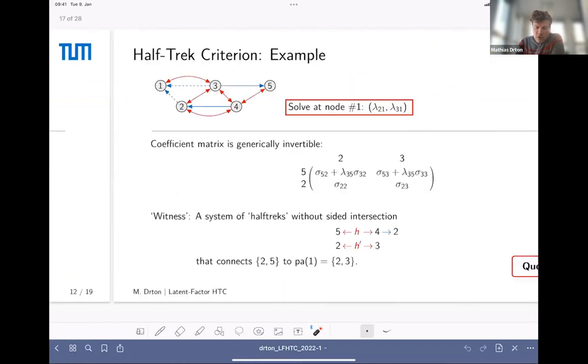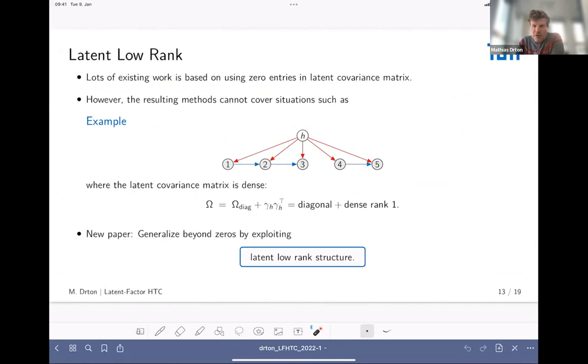Okay. So what's new in our paper, right? So lots of old stuff. So what's new? Looking at these zeros in the latent covariance matrix when there is no latent confounding is very interesting, but there are very simple situations where you can't say anything. For instance, take one variable that is affecting everything and is latent, and then some effects among the observables. I can't say anything because the latent covariance matrix is fully dense. It is the sum of a diagonal matrix plus a dense rank one matrix. There's no zeros I can use. So none of these existing methods that focus on using zeros in the latent covariance matrix give me anything.